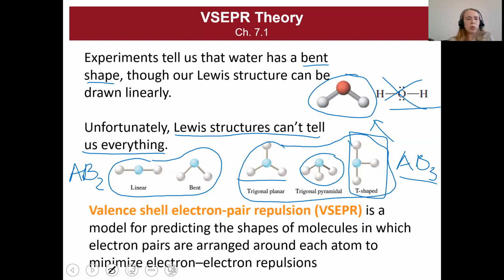So what does VSEPR mean? VSEPR stands for Valence Shell Electron Pair Repulsion Theory. It's a model for predicting the shapes of molecules in which electron pairs are arranged around each atom to minimize their repulsions. So remember, electrons are negatively charged, and anytime you have something negatively charged interacting with something else that's negatively charged, they're going to repel each other. So like charges repel, while opposite charges attract. So we want to minimize the electron-electron repulsions in our molecule.